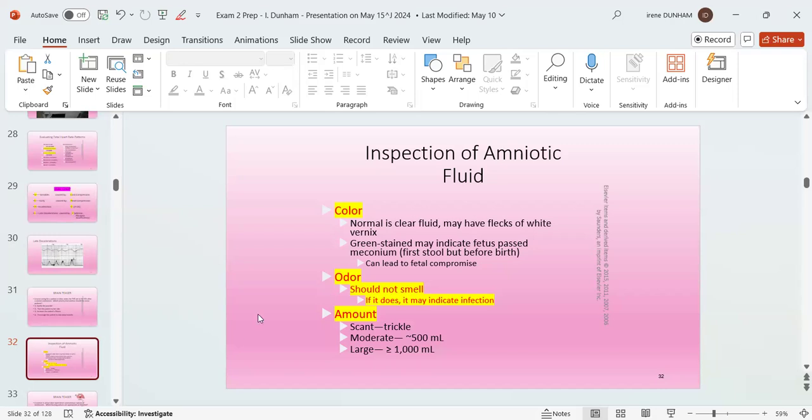Okay. All right. Amniotic fluid should not really smell. Okay. If it has an odor to it, it could definitely be an infection. And that's what you have to remember in any type of wound that you deal with: if the fluid that's coming out has an odor to it, that means that patient has an infection. Okay. And then you're always going to look at the amount. Scant will be a trickle, moderate is about 500 mLs, and then large is about 1,000.